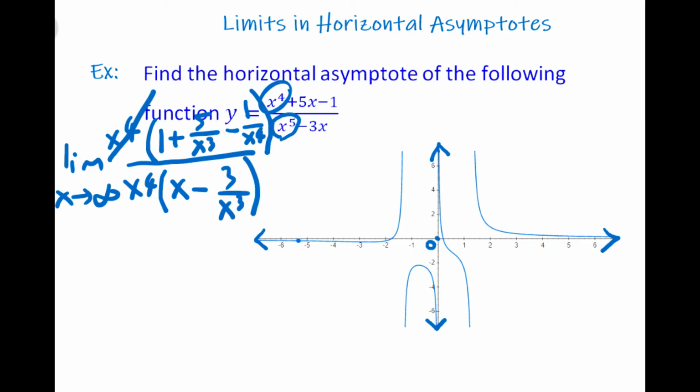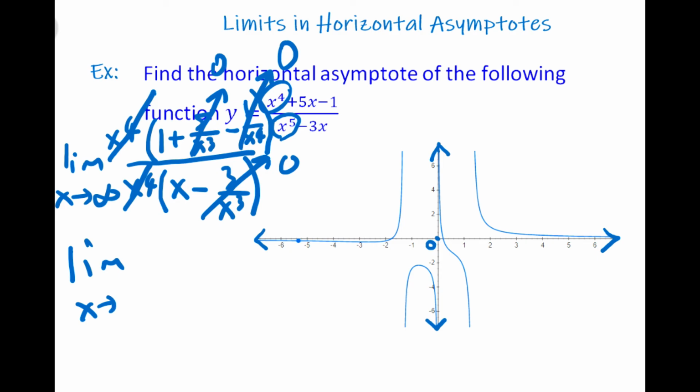And now those x to the power of 4 values are gone. When x goes to infinity, 5 divided by infinity is going to be 0. A number divided by infinity is going to be another 0. A number divided by infinity is another 0. So what is left over, we can summarize as limit when x goes to infinity, we have 1 divided by x left over. And it doesn't matter whether x goes to negative infinity or positive infinity, 1 divided by positive infinity or negative infinity is going to be 0, guys.